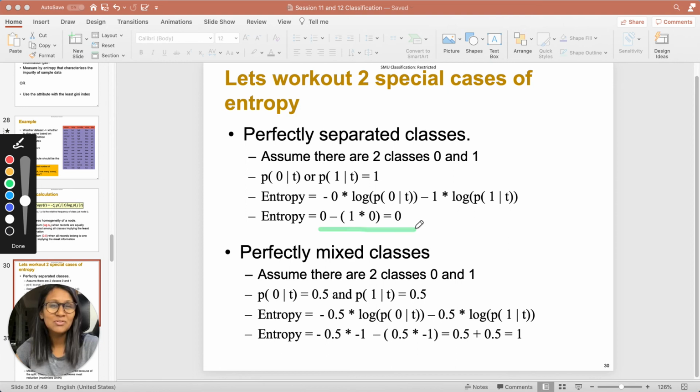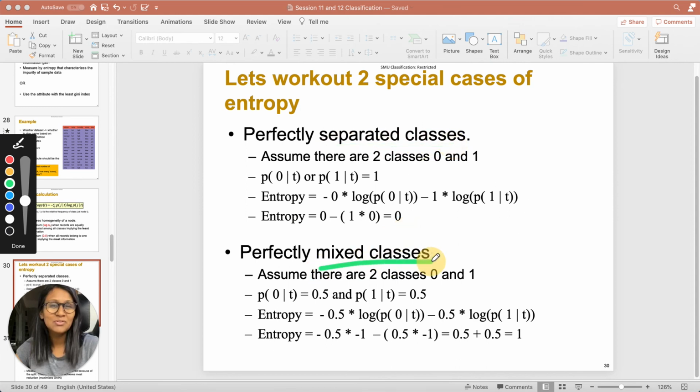You can pause the video and try this out. Remember, the log that we take in the formula of entropy is always log base 2. I'm going to talk more about this in the class when we do the class workout example in Excel. But you can apply this and see that entropy will be equal to 0 for a perfectly separated class node.